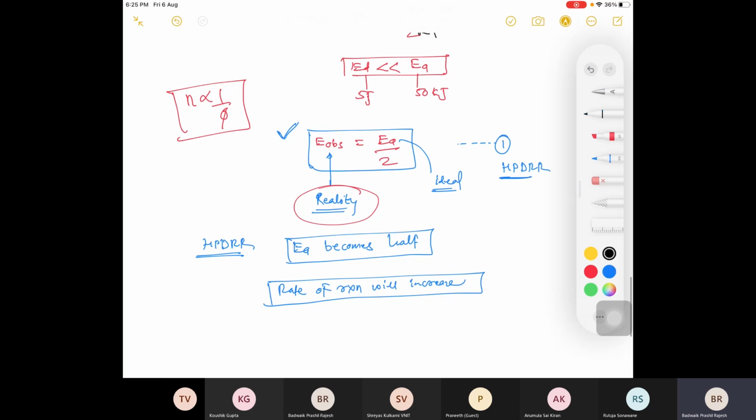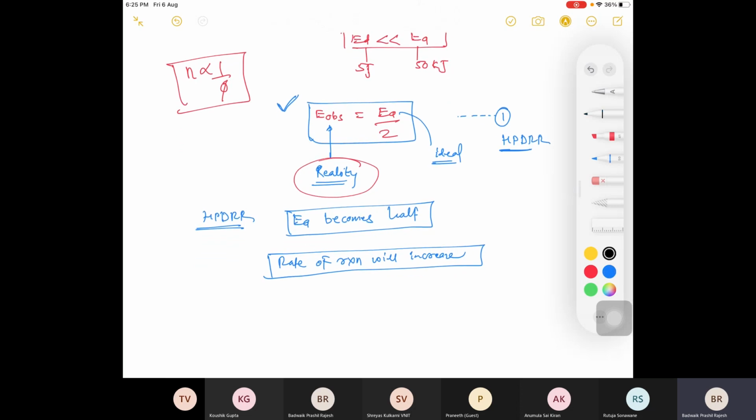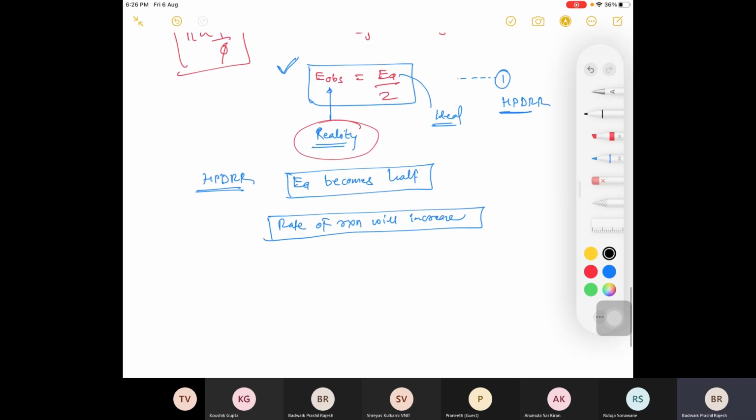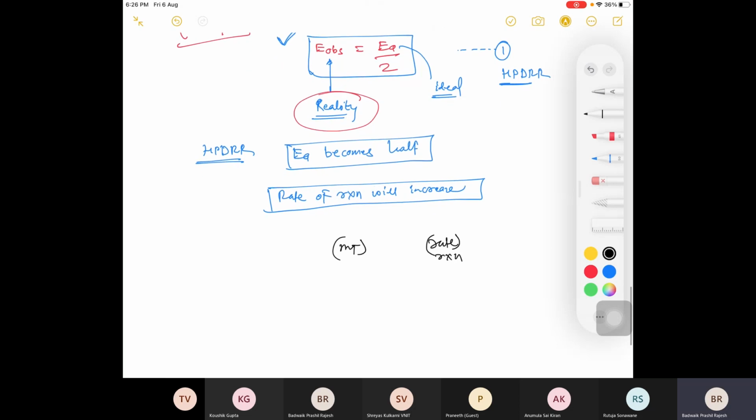Now you may be confused that there is a high pore diffusion resistance regime and your rate of reaction is high, right? So for the reaction, you can say there should be strong diffusion, then your rate of reaction will be high, right? So I told you we are comparing two quantities: mass transfer and rate of reaction.